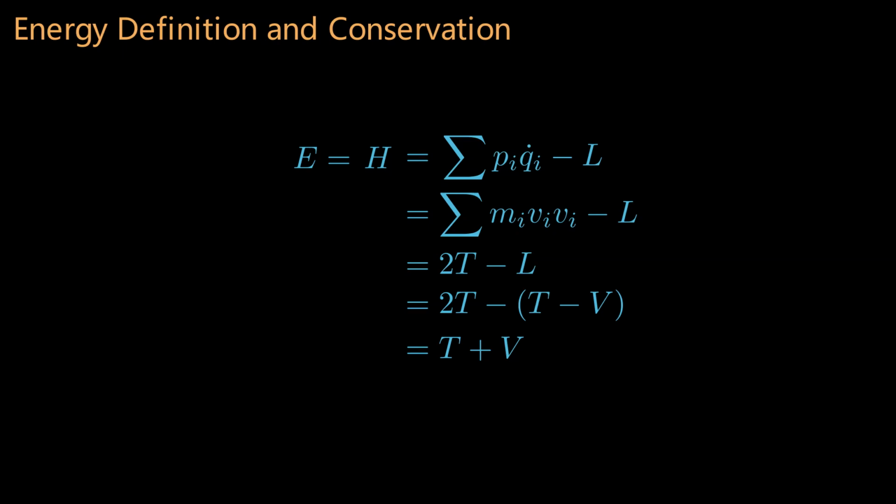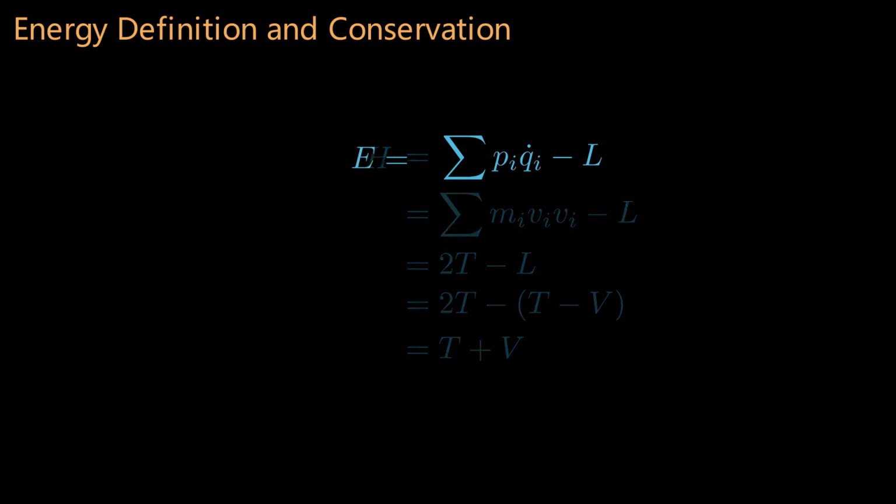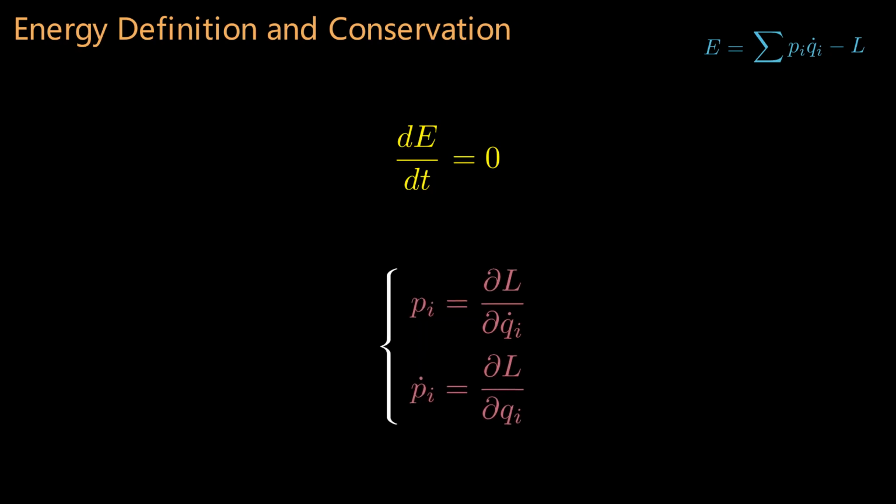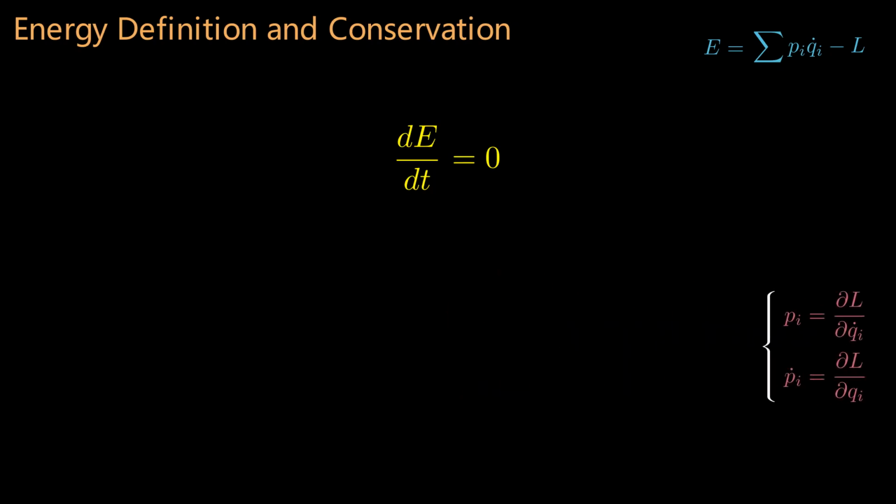Energy conservation can be directly derived from the definition of energy. Energy conservation means that the system's energy does not change over time, i.e., the derivative of energy with respect to time is zero. Let's derive this. Before the derivation, let's list two equations. P equals the partial derivative of L with respect to Q dot, which is the definition of generalized momentum. P dot equals the partial derivative of L with respect to Q, which is the Euler-Lagrange equation.